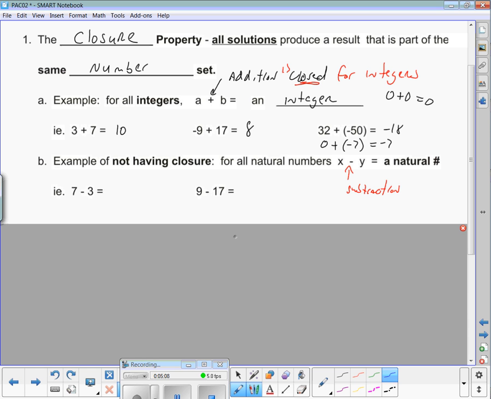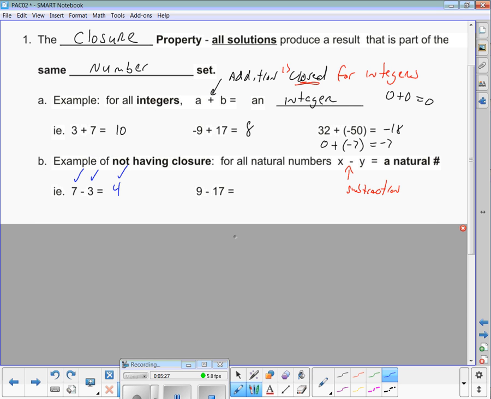So in the first example, I did a natural number 7, subtraction the minus sign, and natural number 3, and I got a 4. Is 4 a natural number? It is. Hey, that one worked. So seemingly it looks like it is closed, but remember, if you can find just one example that does not work, then it's not true.